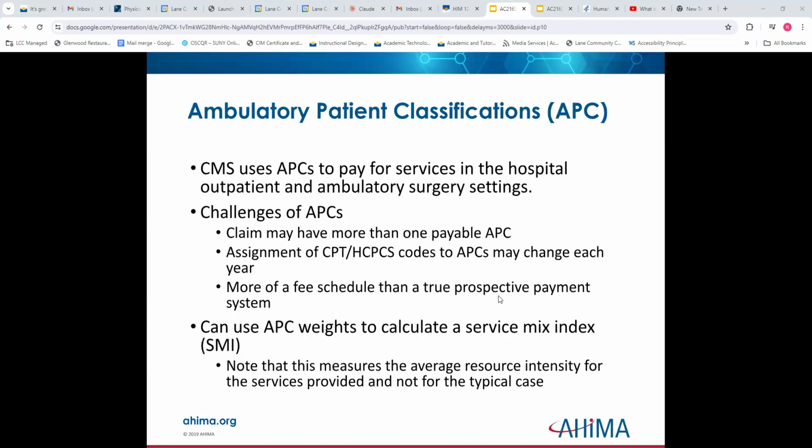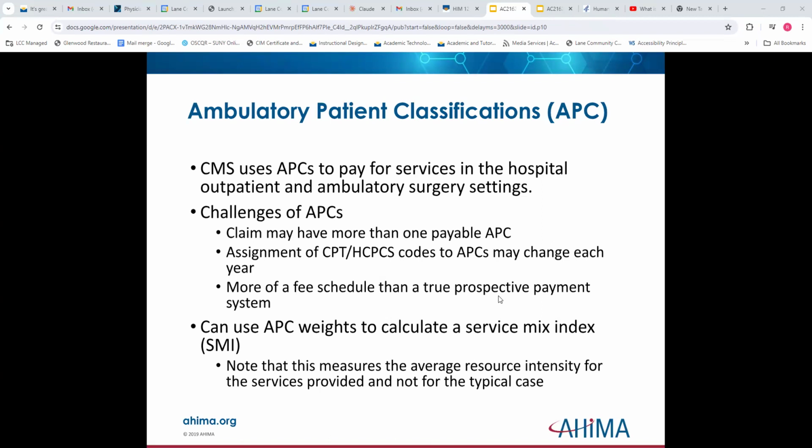APCs, like we talked about in reimbursement, are in some ways a different way of classification, but we're looking for ambulatory patient classifications. These classifications are used to pay for services that are in a hospital outpatient and ambulatory surgery center. And this can be challenging. One of the challenges is a claim may have more than one payable APC. The assignment of the CPT and HCPCS codes to APCs may change every year. And it's more of a fee schedule than a true prospective payment system.